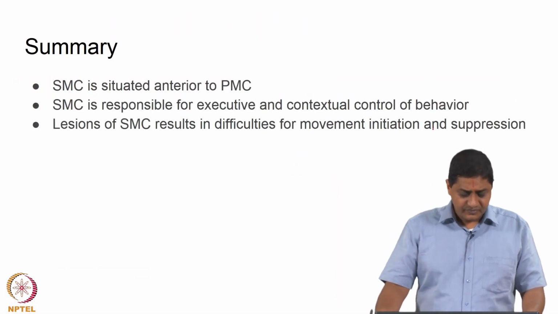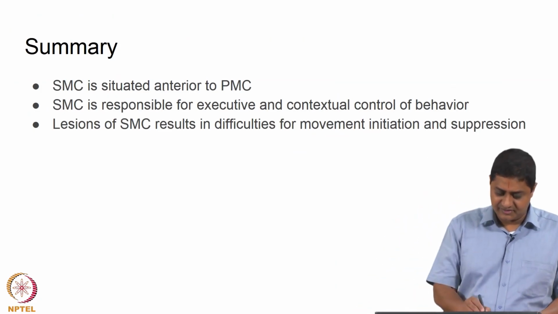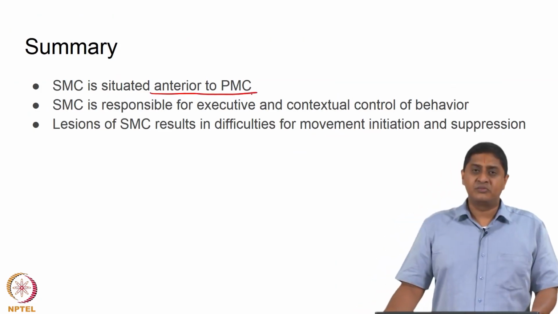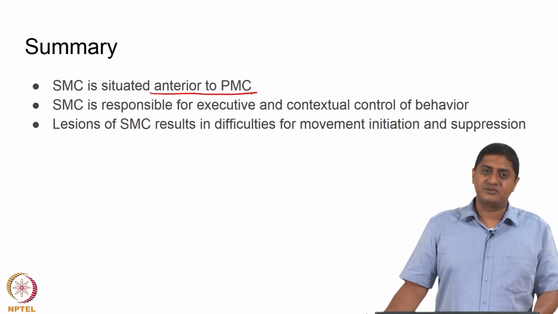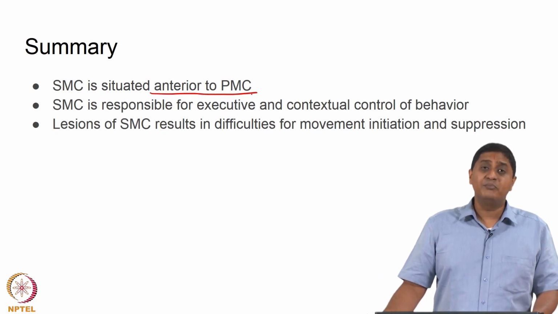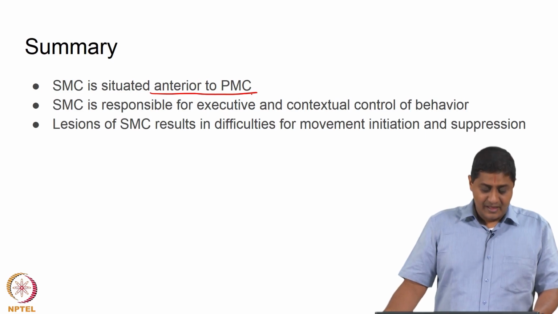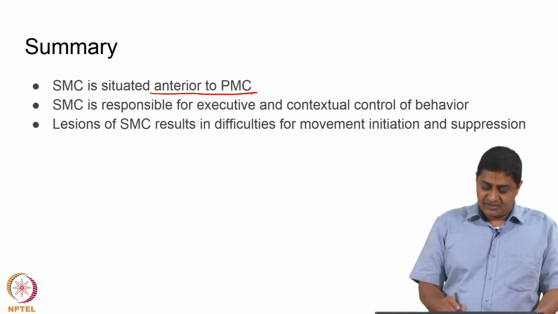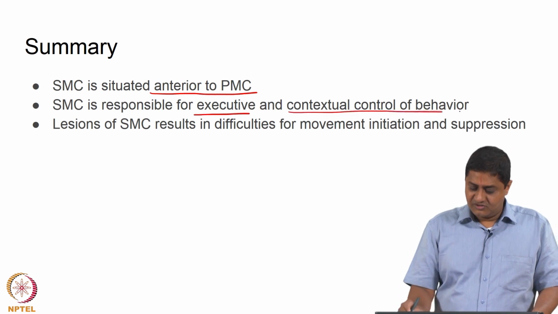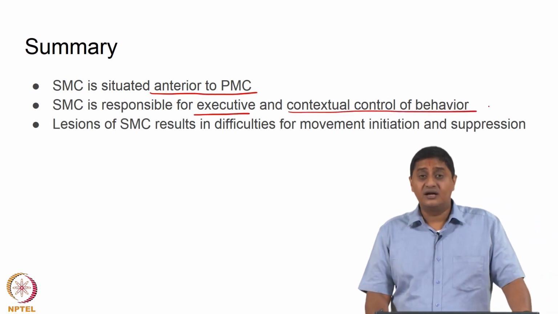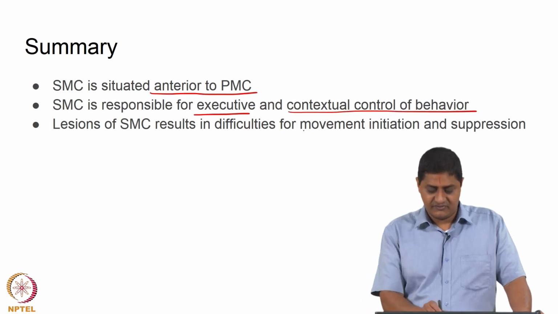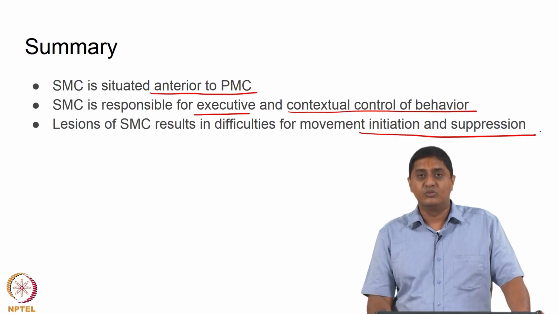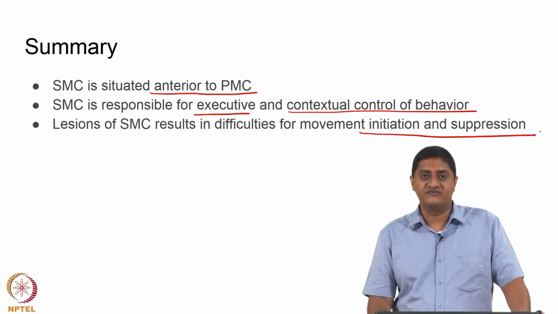So, in summary, the supplementary motor area is located anterior to the primary motor cortex and is divided into the proper supplementary motor area, SMA proper, and the pre-supplementary motor area, the pre-SMA. The supplementary motor cortex is responsible for executive and contextual control of behavior, right. And lesions of the supplementary motor cortex result in difficulty of movement initiation and movement suppression, sometimes leading to very embarrassing or difficult situations for people who have this problem, okay.